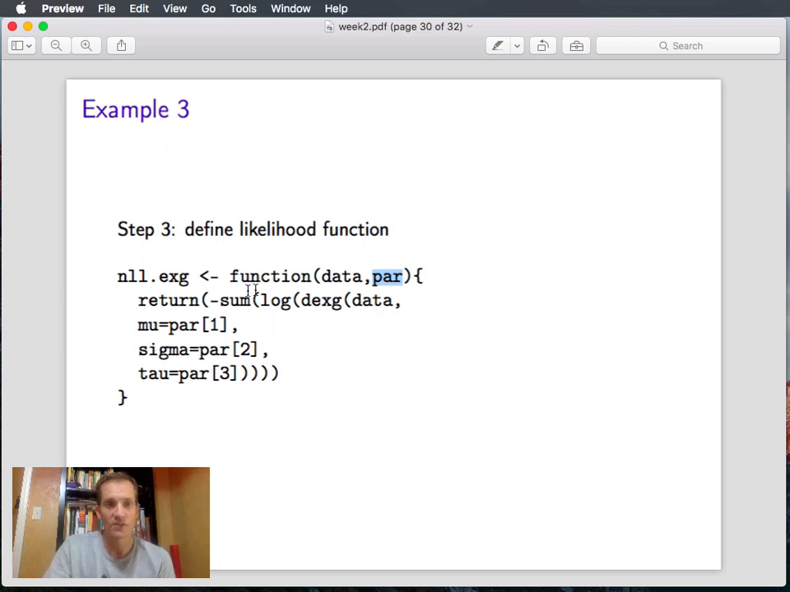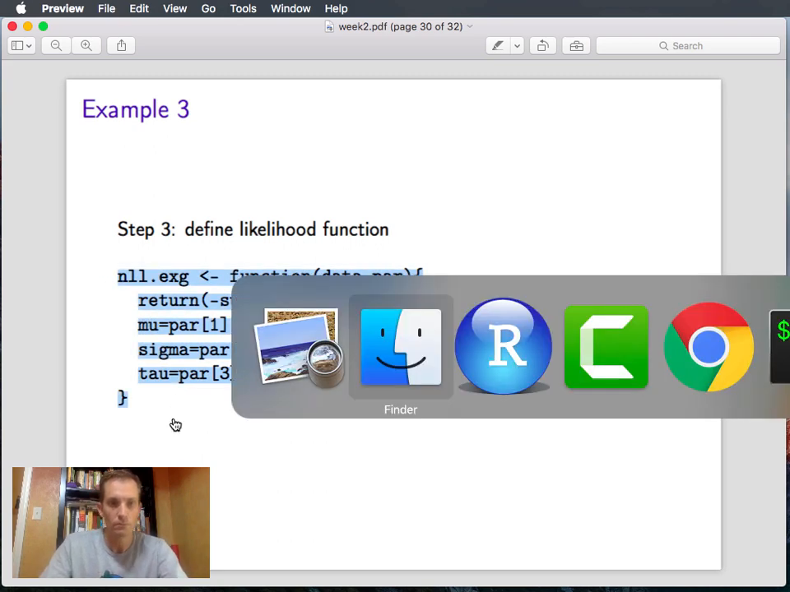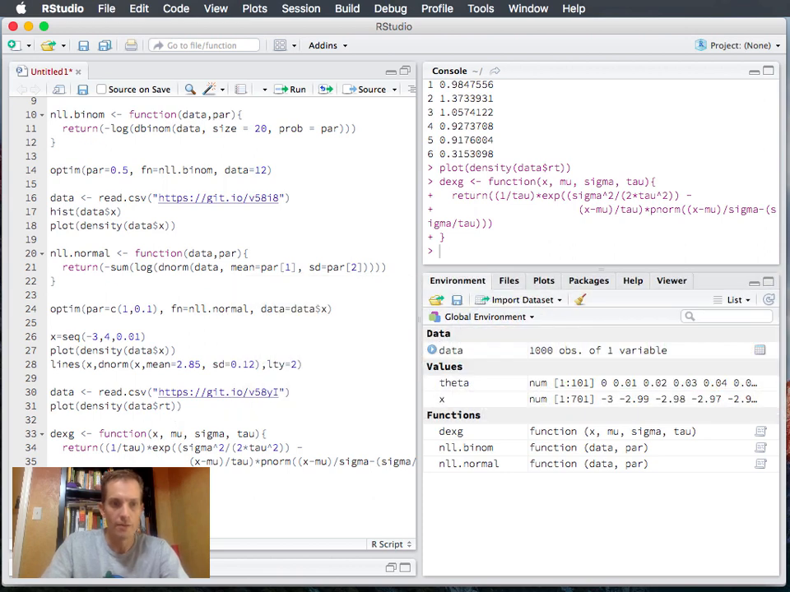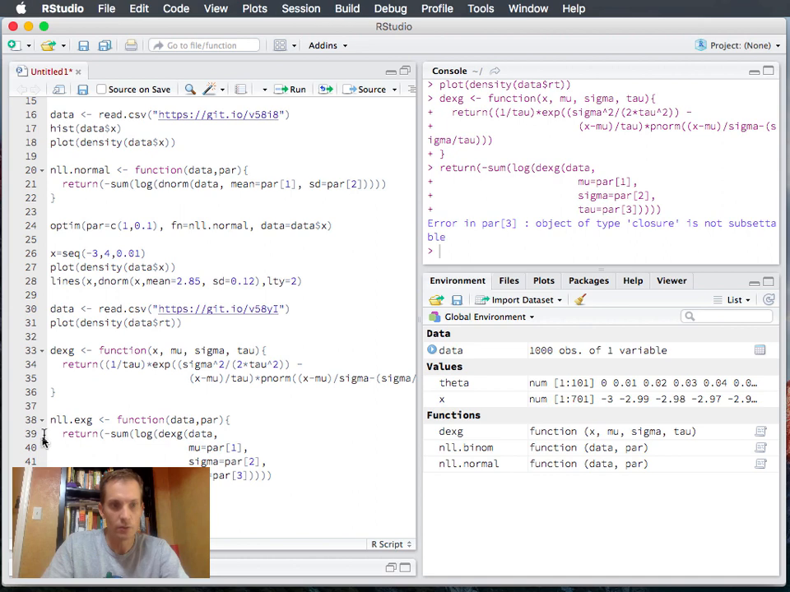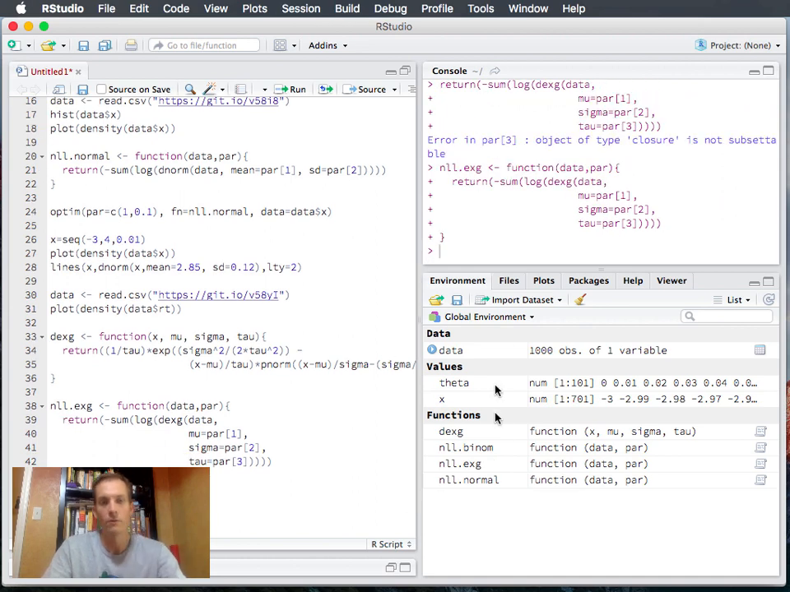All right. So I'm going to return the negative sum of the log of that ex-Gaussian density, where I put in the data, and then the 3 parameters: mu, which is the first parameter, sigma, which is the second parameter, and tau, which is the third parameter. Again, copy all this stuff. Don't try to type it from scratch. And once we put that in and pass that to the console, there we go. Now we've got our negative log likelihood function.